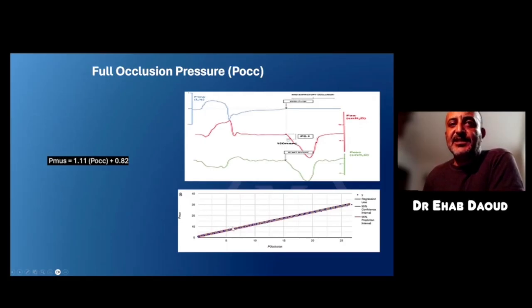And the patient basically is trying to breathe against an occluded valve so he doesn't get the breath. And again, we did the same in the same study. We tried to correlate it also with the PMOS, and we found a perfect correlation, or semi-perfect. And we got this equation. If you want to estimate the PMOS, it's 1.1 times the P occlusion plus 0.82.